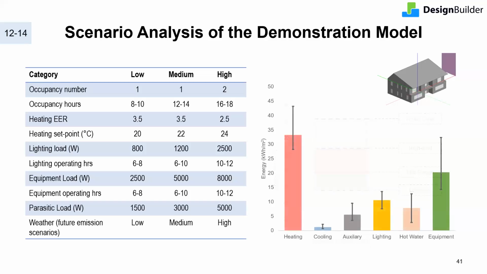Scenario analysis can also be plotted as box plots for different end uses separately. In this graph, you can see the bar shows the median value and the error line is the high and low range estimate for each of the end uses.